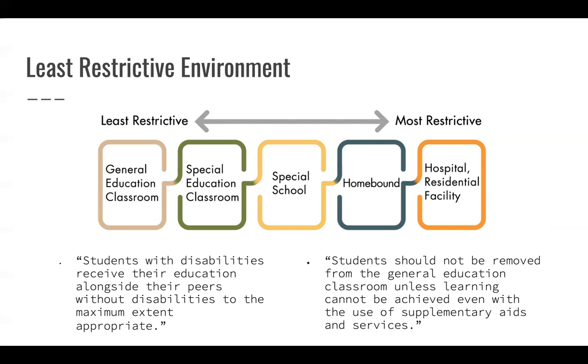As you can see, based on the spectrum, also provided by the Iris Center, different learning environments can range from a general education classroom, the least restrictive, to a hospital or a residential facility, which is the most restrictive. An environment's level of restriction is based on its ability to provide the learner with peer engagement. As we can see, the more chances for the student to interact with peers, the less restrictive and therefore more beneficial the learning environment becomes.